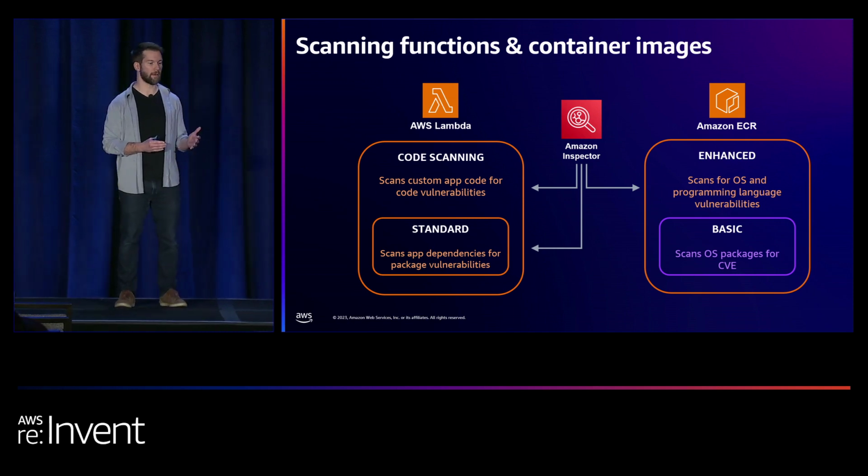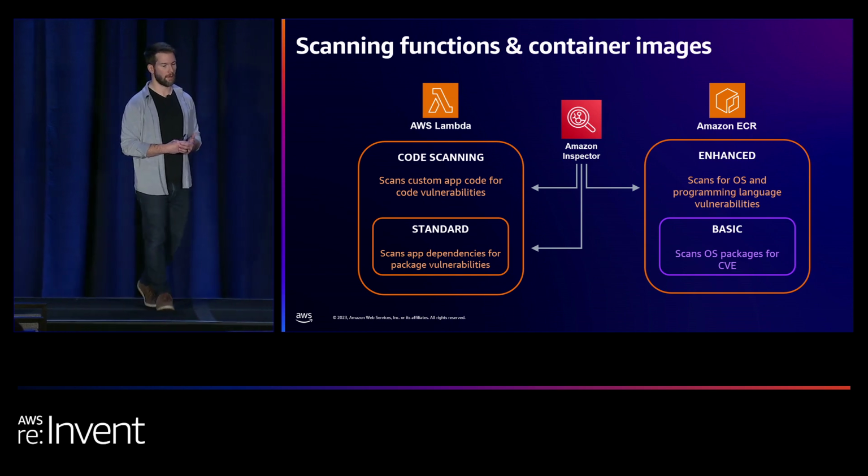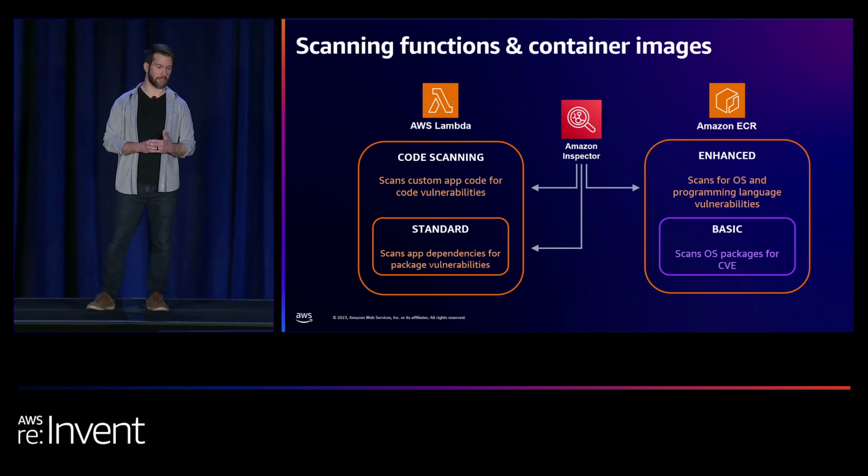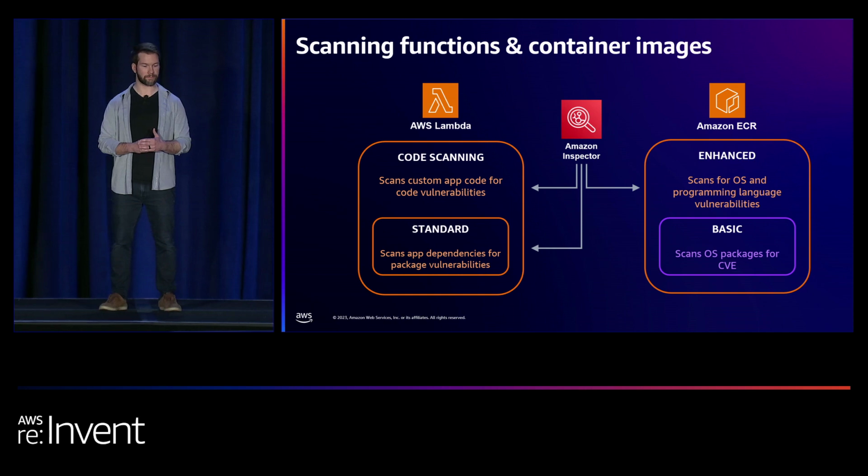One is standard, and that is scanning application dependencies for known package vulnerabilities. But you can optionally enable code scanning, which scans custom application code in the layers and in the functions for code vulnerabilities. And that's provided by Amazon Inspector.